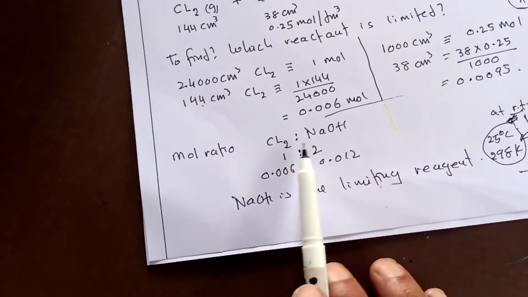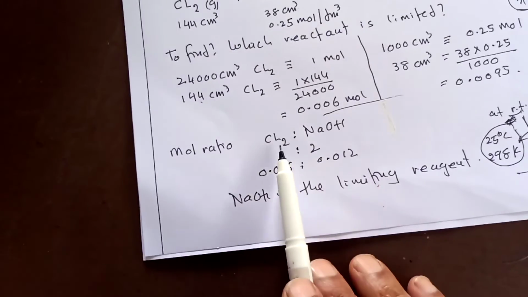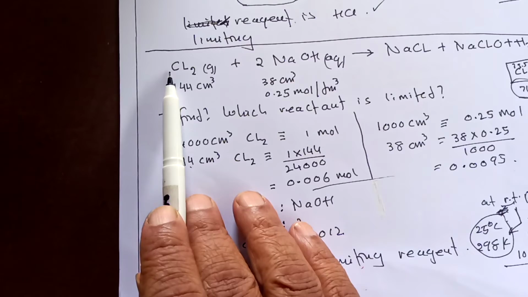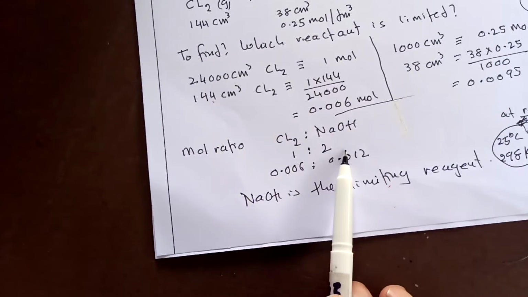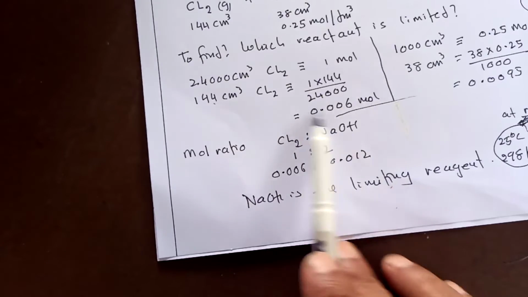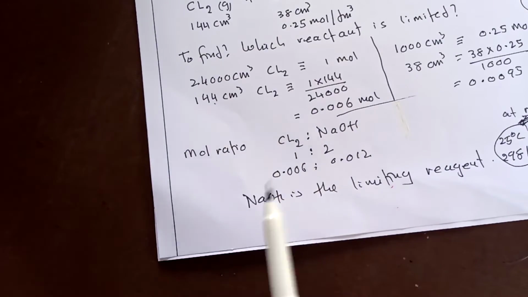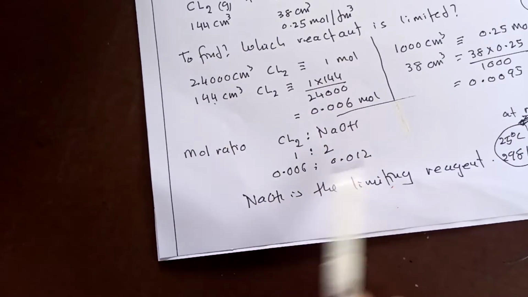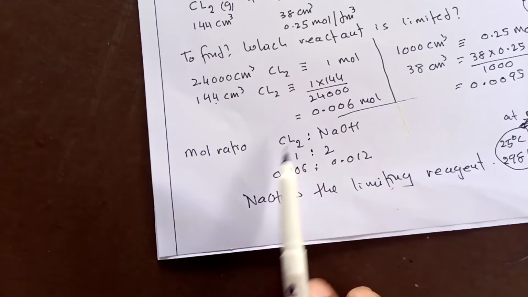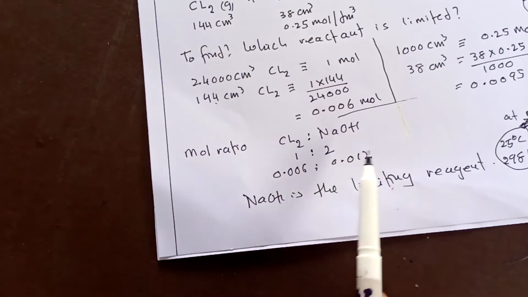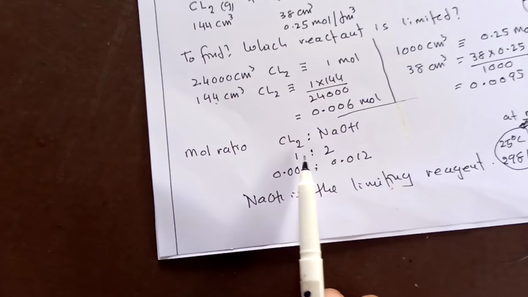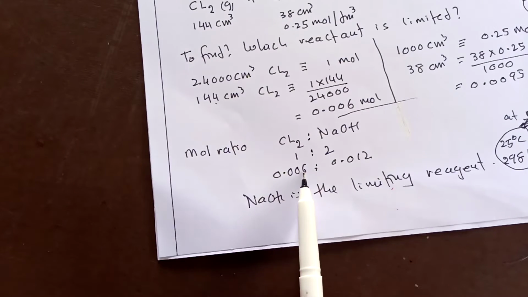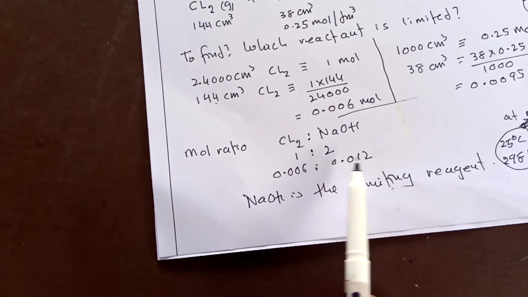Now let us consider these two in the mole ratio. Mole ratio is what we have in front of chlorine and in front of NaOH. You have 1 here, we have 2 here. So let's start with 0.006. In the mole ratio, as in maths, what we do on one side we do the same thing on the other side. If we are multiplying this by 0.006, we multiply this also by 0.006. This you should do. So you get this.